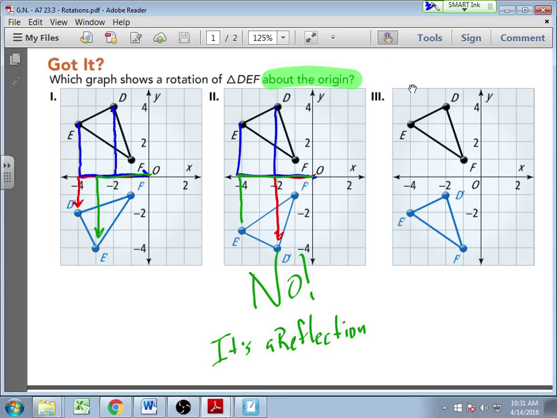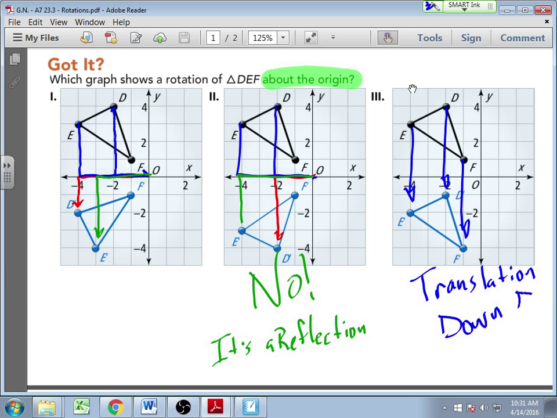Does this look like a rotation? No. Can you figure out what it is? Bailey? It's a translation because the x-axis is staying the same, but the y-axis is just moving down. Move down, move down, move down. This is a translation down. How far? 1, 2, 3, 4, 5.